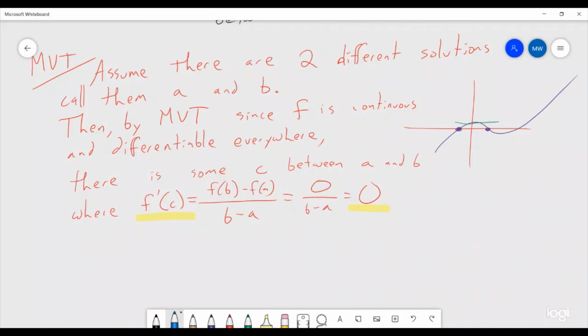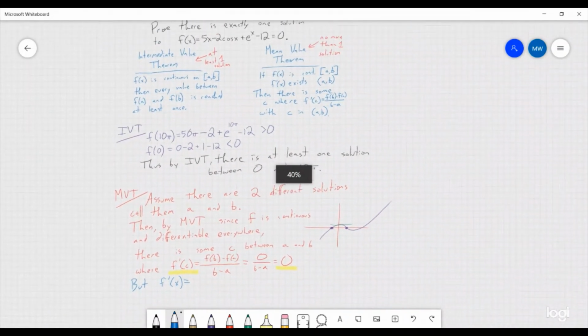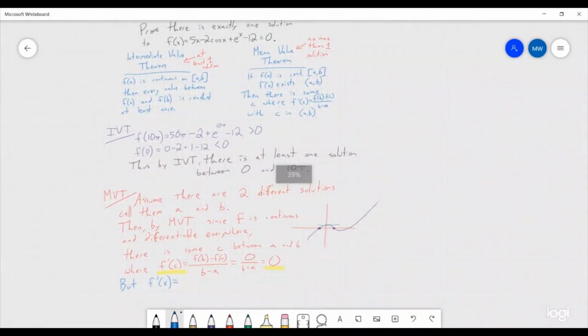Now, here's where we can get our contradiction. But f prime of x is equal to, so let's go back to our function. Oh, it's way up there. Okay, so let's go through and take the derivative of this. So the derivative of 5x, that's 5. Derivative of negative 2 cosine x, well, that's a positive 2 sine x.